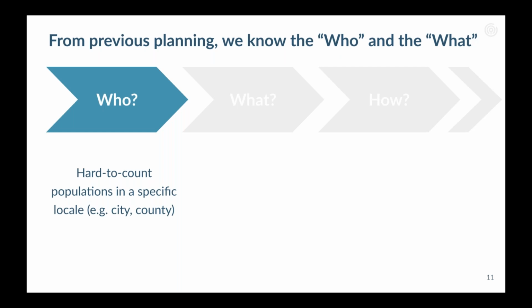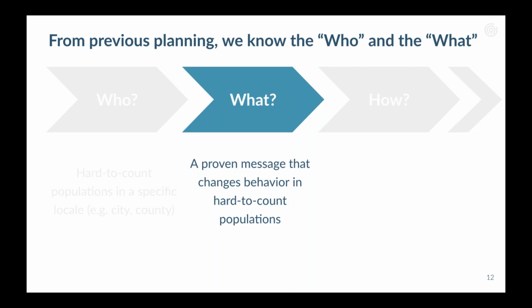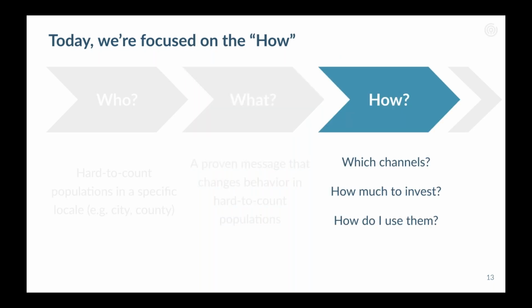So as Kevin mentioned, we're in part 4 of the seminar series, and in the previous sessions and through previous planning, we already know who the who is and what the what is. So who specifically, we're looking at hard to count populations in a specific locale. So whether you're working in a city or in a county, we have some information on who those people might be. The what would be what we talked about in the last seminar, which is a proven message that we know will change the behavior of those hard to count populations and make it more likely for them to fill out their census forms. So our focus for today is really this last one, the how.